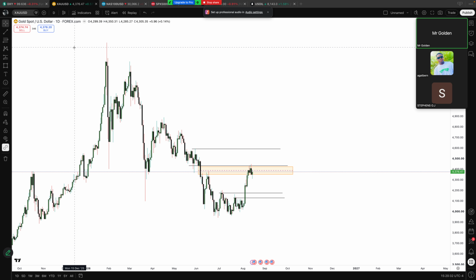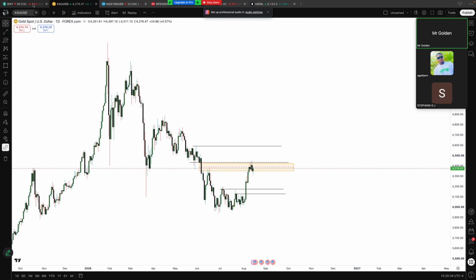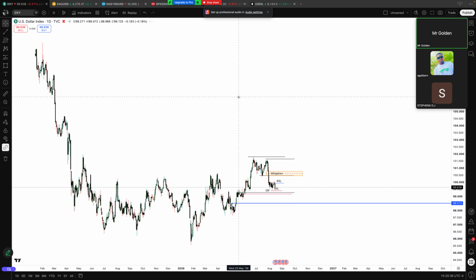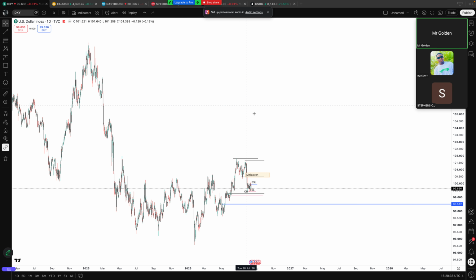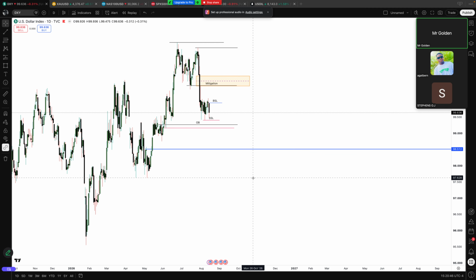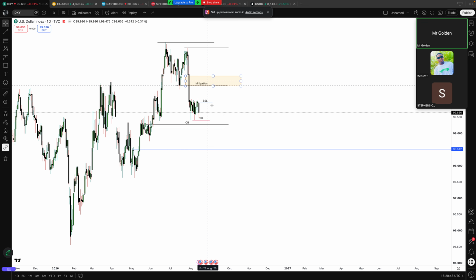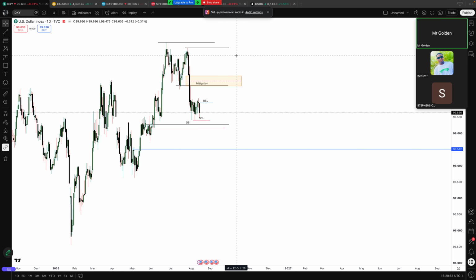Because ultimately, if we look at DXY PDRA, we are bullish on DXY, but we just want to see fair value here before we buy up. Because of all of this situation here, that is it for me.